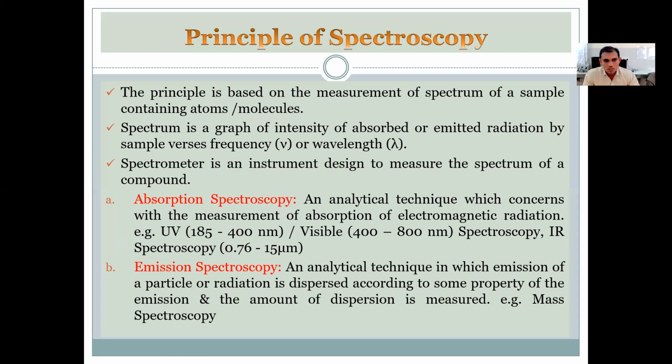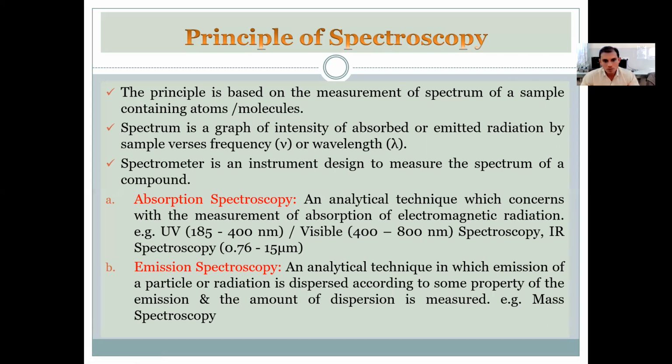In UV visible spectroscopy the range is 200 nanometers to 800 nanometers. In this, the UV range is 185 to 400 nanometers and the visible range is from 400 to 800 nanometers. In IR spectroscopy, it is 0.76 micrometer to 50 micrometers. It gives diagnostic results for the analysis of compounds.